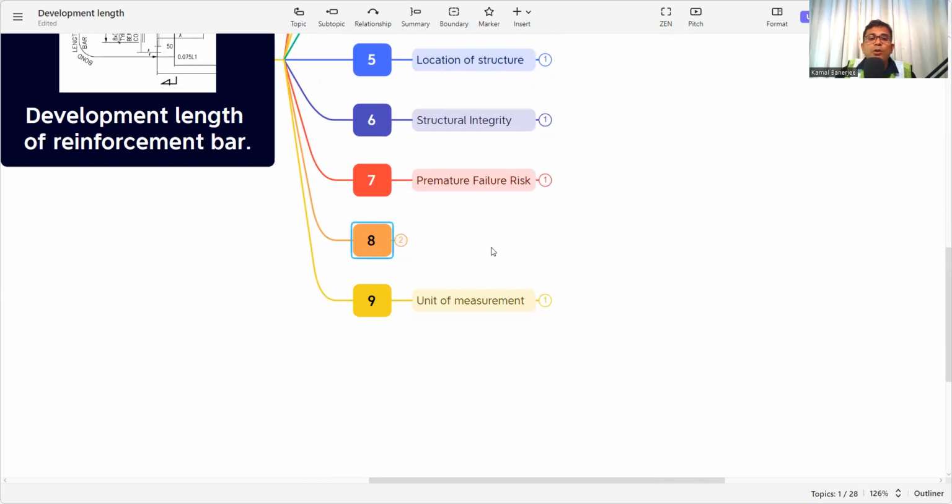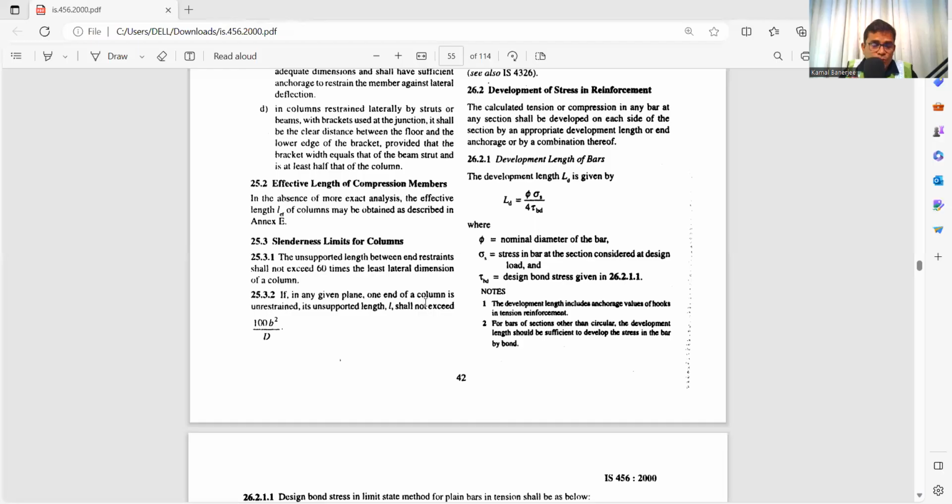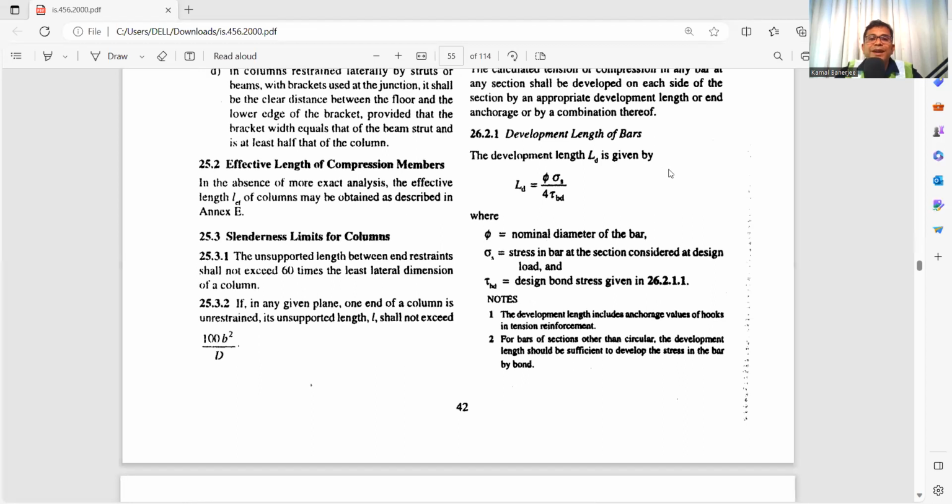Now we will check how to calculate the development length. For that, we need to check IS 456, and in clause number 26.2.1, how to calculate the development length of a bar is clearly mentioned. See, here it is already mentioned, the development length of bar Ld is given. This Ld is not the lap length. Please make sure that the development length and the lap length are not the same. There is a difference between lap length and development length.